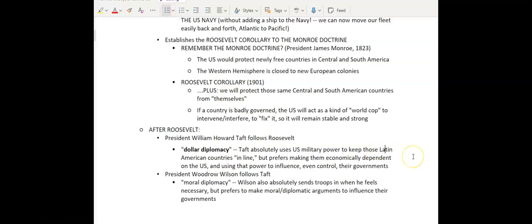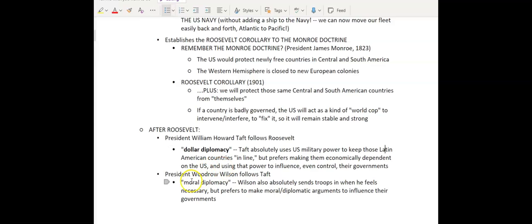Taft absolutely uses U.S. military power to keep Latin American countries in line, but he prefers trying to make them economically dependent on the U.S. using money, bank loans, and business. By having the economic power, we have the influence to basically control them.